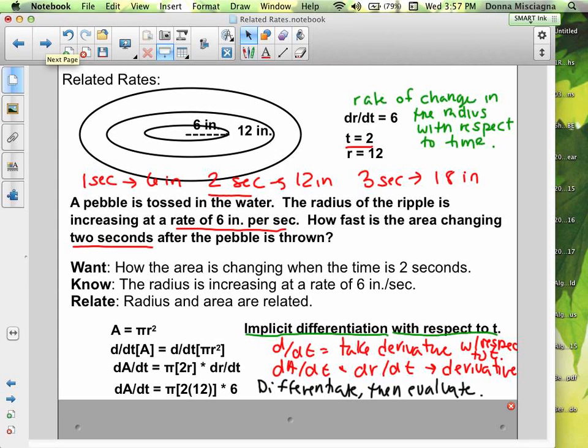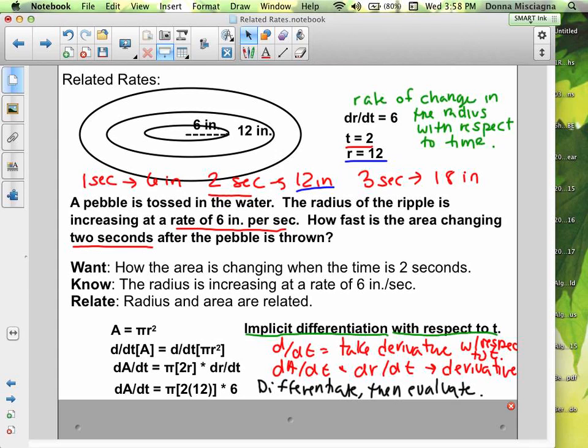Once we've taken the derivative, then we can evaluate it for a moment in time. We're evaluating for exactly 2 seconds. dA/dt is what we're looking for. We know what the radius is. The radius is 12, right here. After 2 seconds, that radius will be 12 inches. The time, the 2, is already there. And then dr/dt, we already got it. dr/dt is 6.